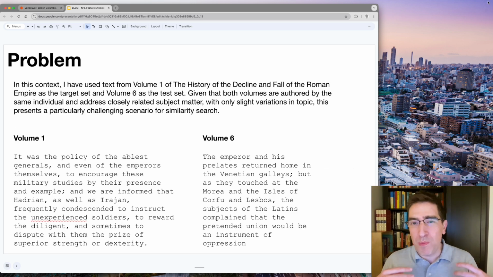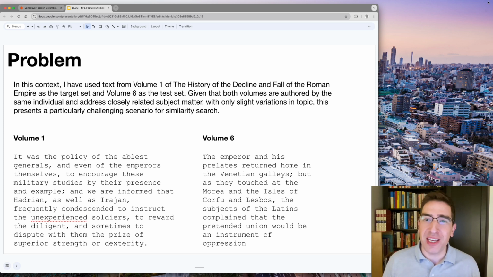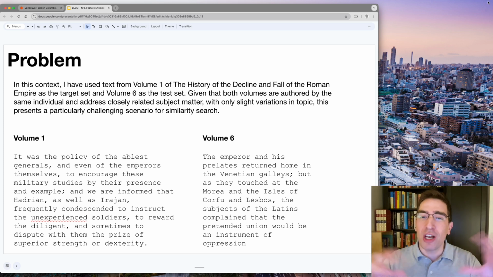I can't use the documents they were using at work. They're quite sensitive operational documents, but the techniques are the same. And so I chose the history of the decline and fall of the Roman Empire. It's a publicly available text. And the two documents that we're going to try to search and separate mathematically are volume 1 and volume 6. Obviously, coming from the same person, the same era, they're going to have a lot of similarities, but the topic should be only very subtly different. This is a good challenge to see document similarities in action.